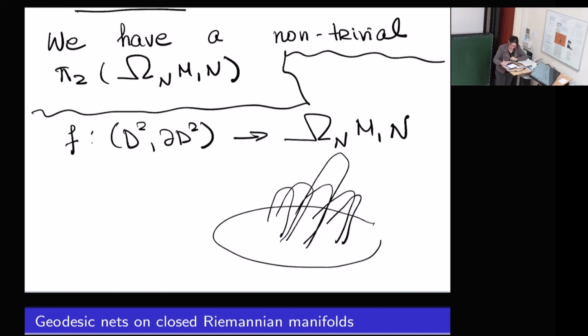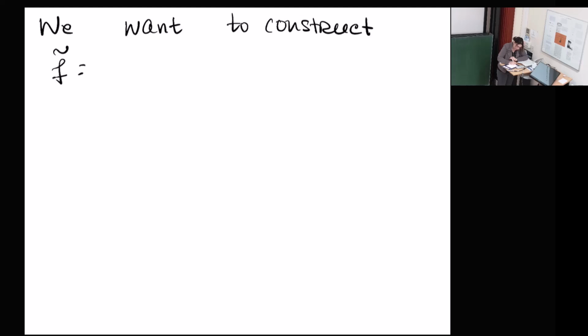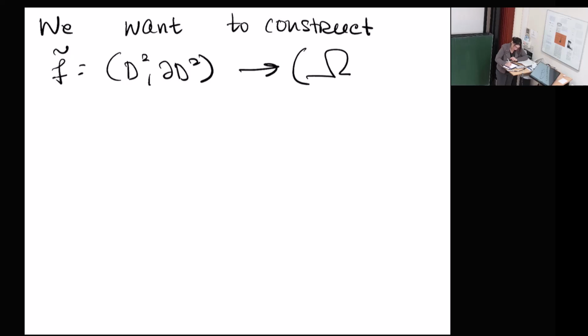But using information about the geometry of M and N, we want to construct a homotopic map F tilde, which is mapped through short curves, homotopic to F, with lengths of curves bounded by some L. L is a function of little d, capital D, and the square root of area.